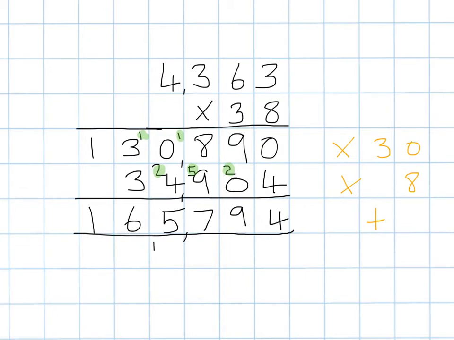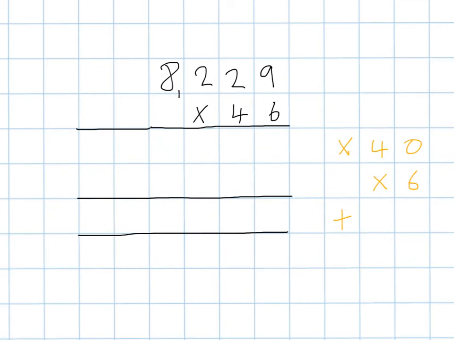So my final answer for 4,363 multiplied by 38 is 165,794. If you're feeling confident, pause this video now and have a go at working out 8,229 multiplied by 46. If you're less confident, keep going with us and we'll show you quickly how to do this.